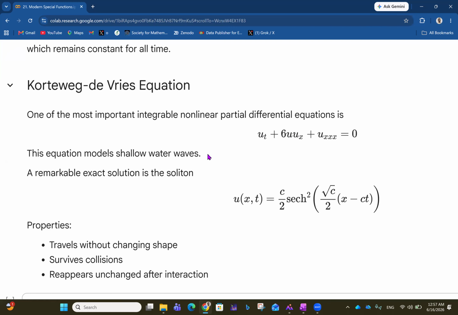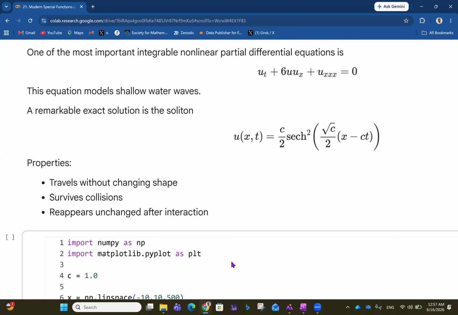A remarkable exact solution is the soliton. The solution is u of x comma t equals c over 2 sech squared of the square root of c over 2 times x minus ct. It has the following properties: it travels without changing shape, and it survives collisions. Imagine a wave that is traveling, and upon collision it doesn't change shape and appears unchanged after interaction. It is unscathed, no matter what happens. That's the kind of wave we have here. So that's the Korteweg-de Vries equation.